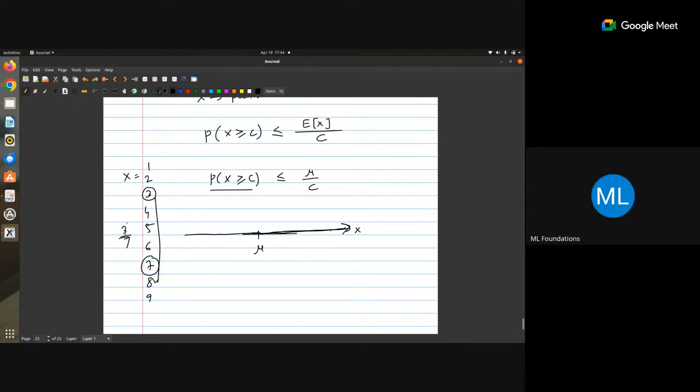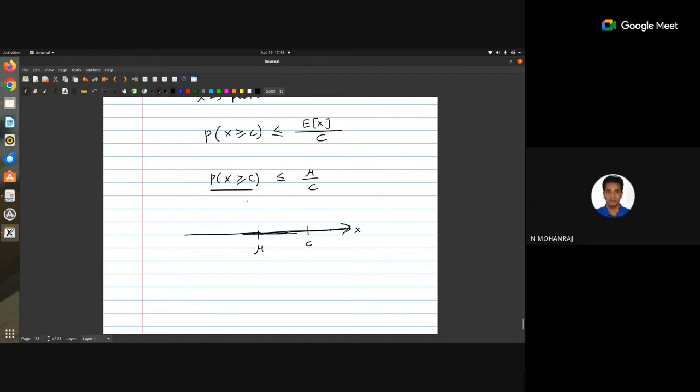Are you understanding? So you can see on this number line itself, the probability that X is at least C has to be for C more than mu. It cannot be near mu or less than mu. Since it is one-sided, we are just considering a positive random variable. This is actually giving me a one-sided bound. It's not giving me the two-sided.